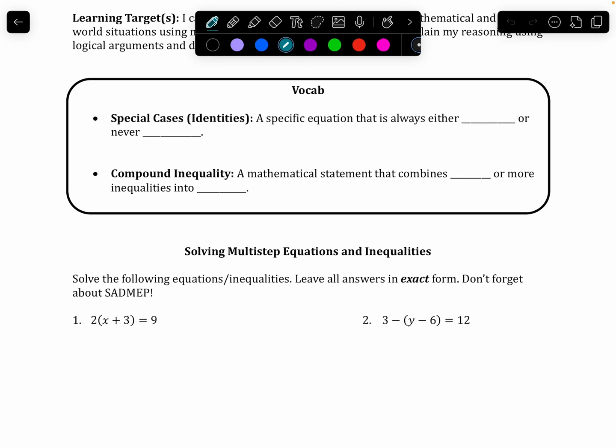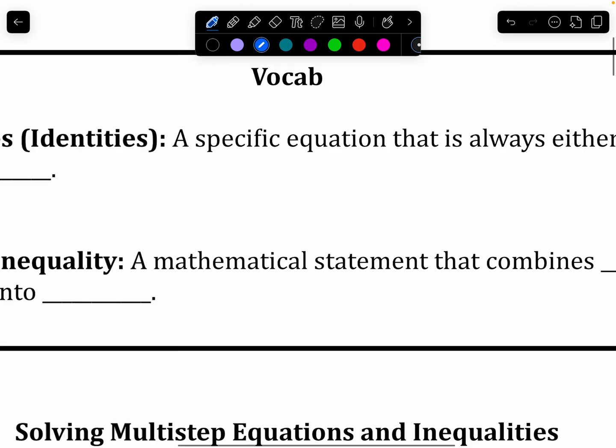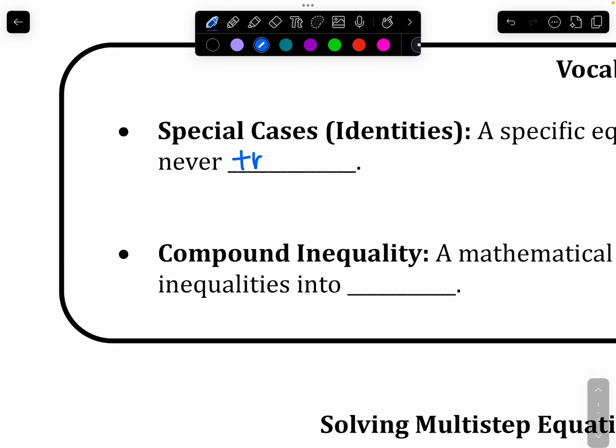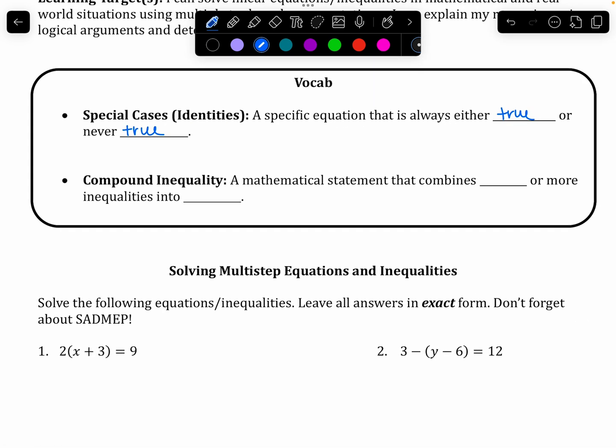The first one is special cases, which is also known as identities. And this is a specific equation that is always either true or never true. And when we get to an example of a special case, I will show you what that looks like.